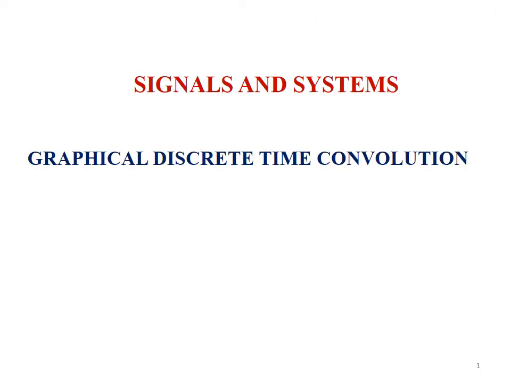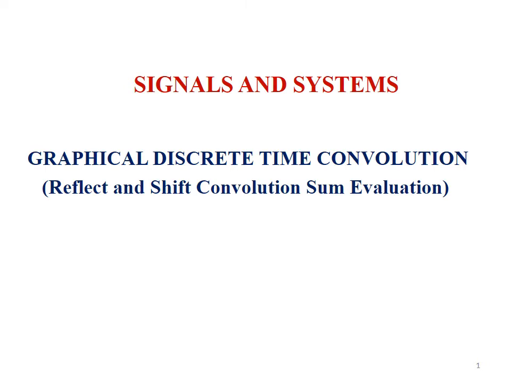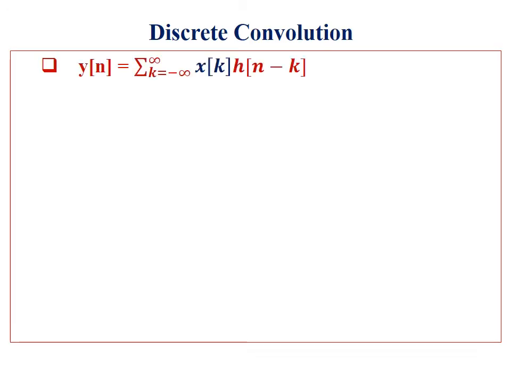Today's video is on how to do the graphical discrete convolution, popularly called reflect and shift convolution sum evaluation. What is discrete convolution? Already we had been seeing that the expression of discrete convolution is given as y of n is equal to summation k equal to minus infinity to plus infinity x of k into h of n minus k.